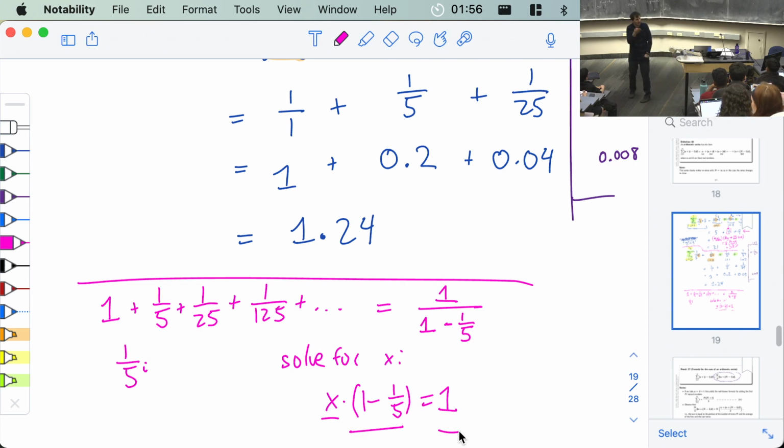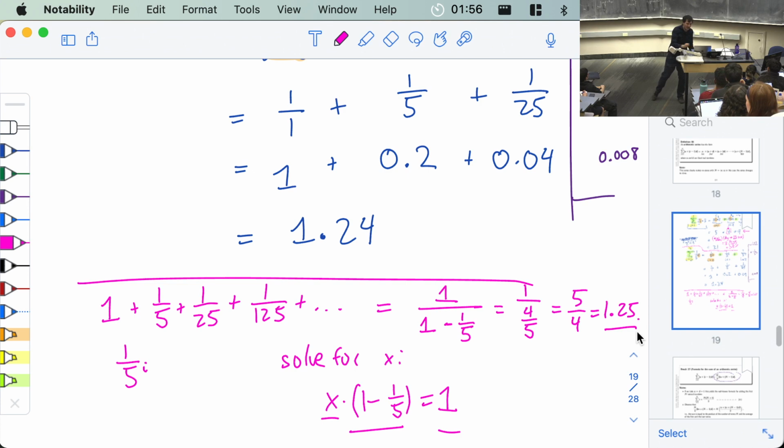And if you solve, you get 1 divided by 1 minus 1/5, which turns out to be 1 over 4/5, which is 5/4, also known as 1.25. So if you were to add up the sequence forever, you would get 1.25. That's if you add up infinitely many things in that sequence, it's 1.25.